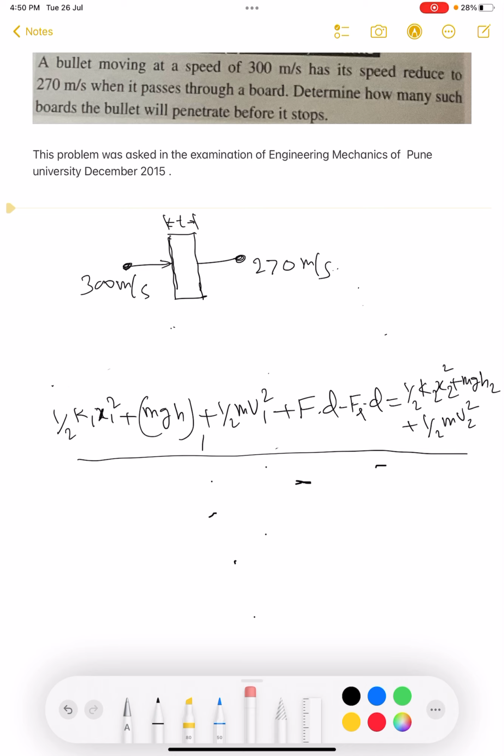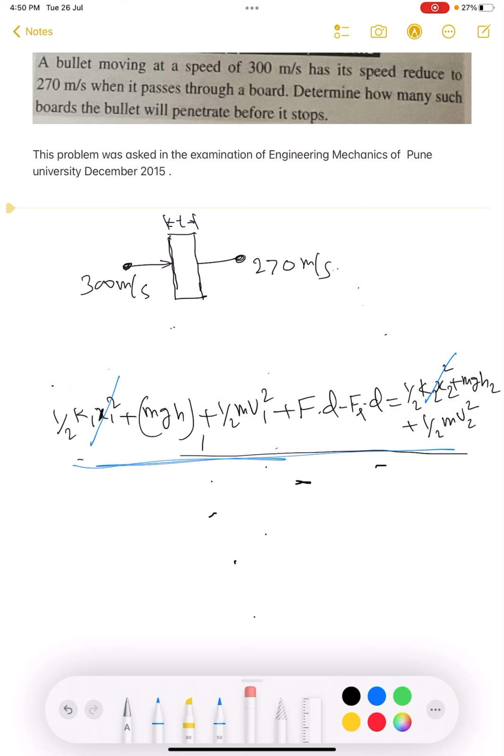So the bullet is moving straight. That means in this equation, the blue lined equation, the spring is not there, so we can remove this. Similarly, the height difference H1 and H2 is not there. So potential energy of this bullet: the bullet is entering at the same level and leaving at the same level.